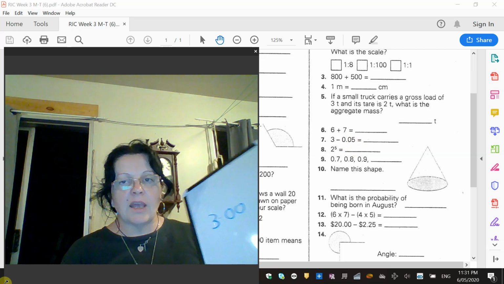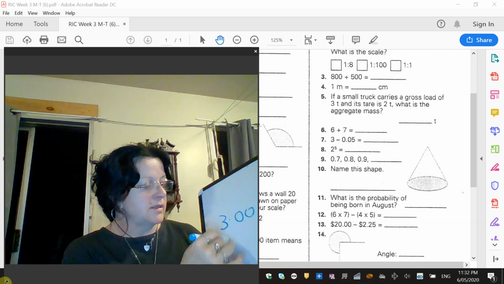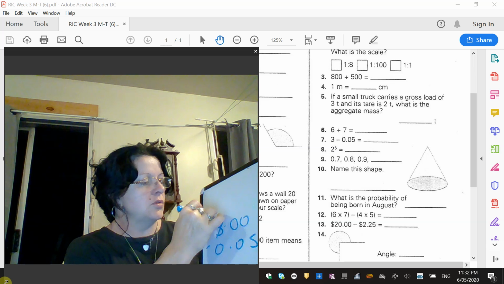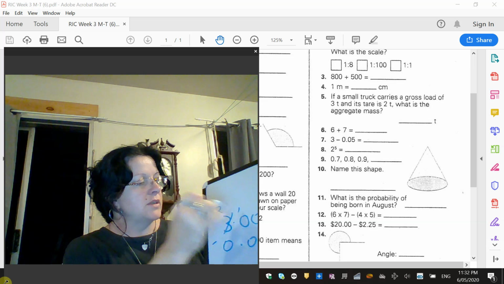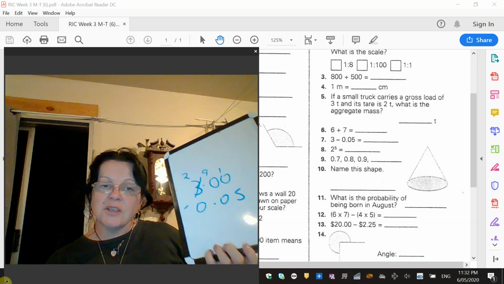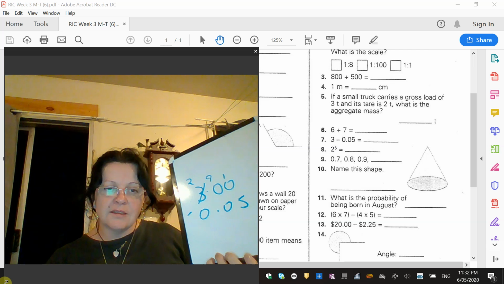3.00, and we're going to take away 0.05. So we're going to make that a 2, and then we're going to add the 1 onto here, but we're going to take that off, so we're going to make that a 9, and then we're going to put the 1 over here. Okay, so as you can see, it's straight subtraction.